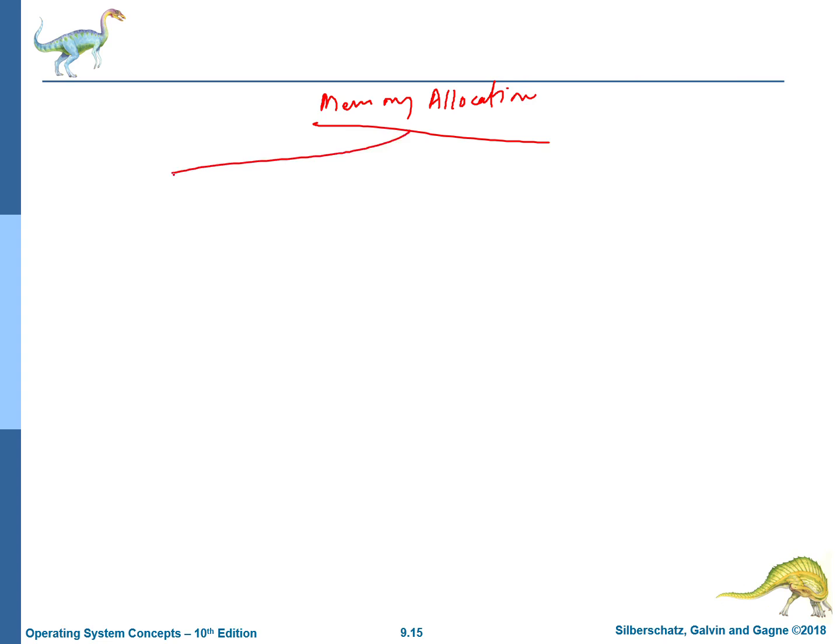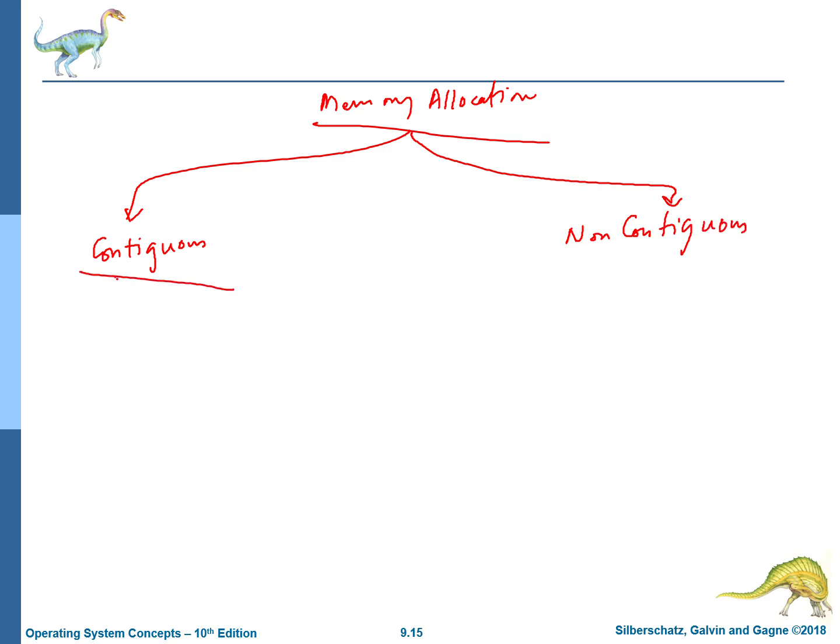So we have two basic approaches. The first one is contiguous memory allocation, and the second one is non-contiguous memory allocation. In the contiguous memory allocation, we have two further types of approaches. The first one is single partition, right? And the second one is multiple partition.